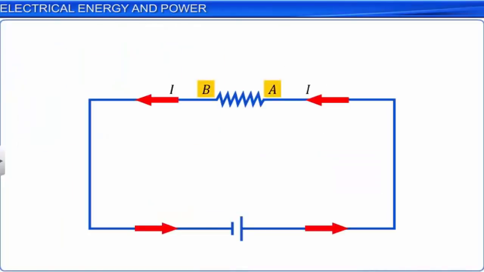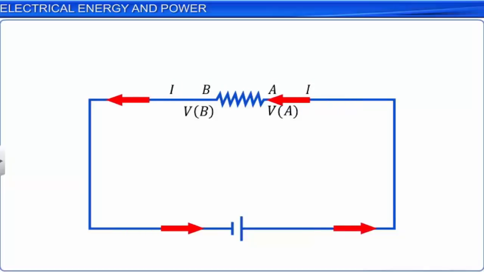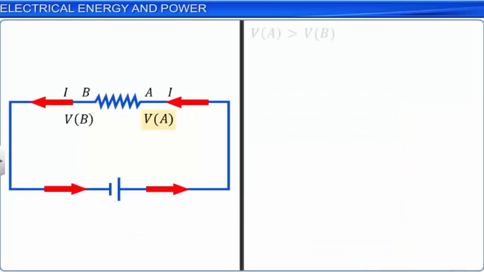Let's take a conductor AB in which a current I is flowing from A to B. The electric potential at point A is VA and at B it is VB. As the current is flowing from A to B, the voltage at A is greater than the voltage at B. The potential difference V between points A and B is expressed as V is equal to VA minus VB. Let this be equation 1. As VA is always greater than VB, V will always be greater than 0.